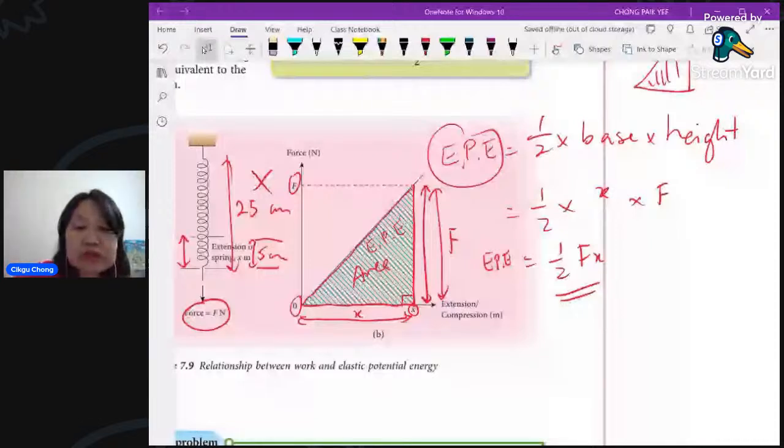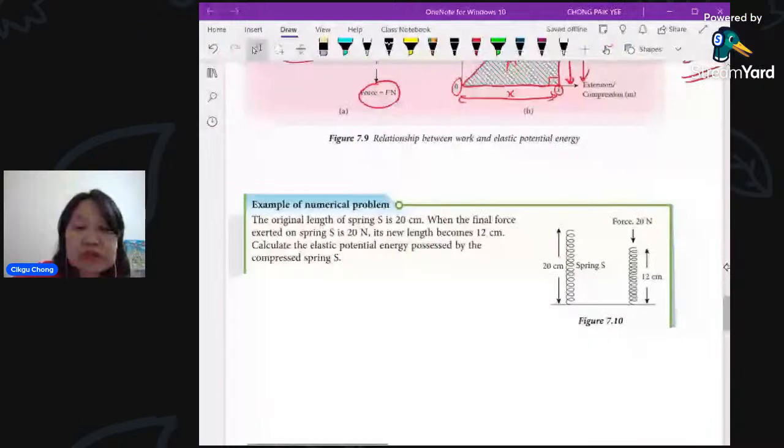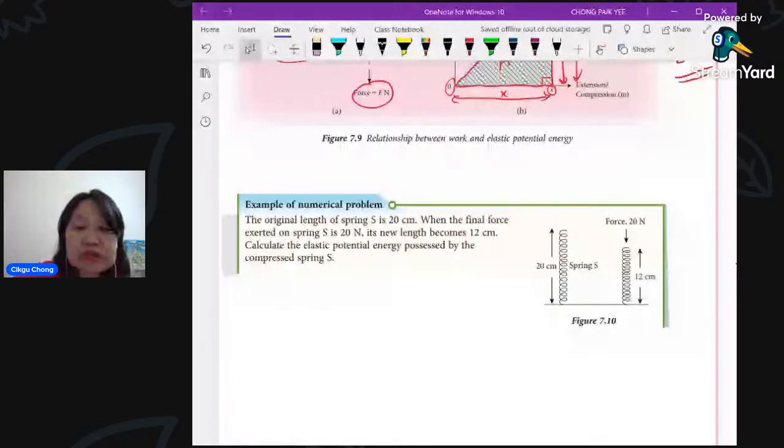Okay, half times the height times the base, correct. So that is the formula for your triangle. Okay, the original length of a spring is 20 cm. This is the original. So you underline or highlight what is given. When the final force exerted on the spring is 20 newton, pressing it.